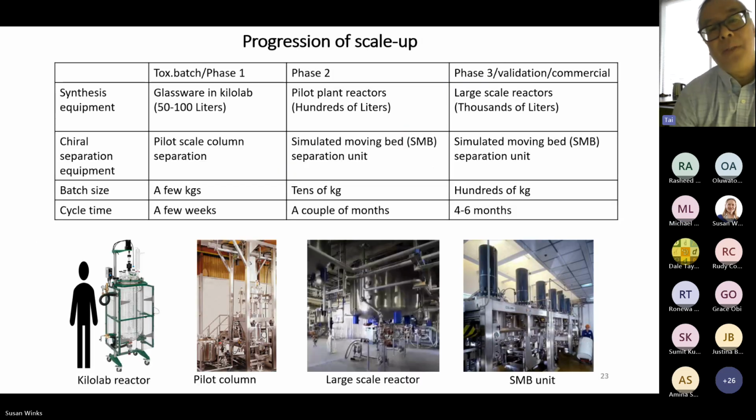This is how we scaled this up. You can see we go from the kilo lab, using a pilot column to do the chiral separation, to a very large scale reactor and a very large scale SMB chromatographic unit to do the chiral separation. You can see in the picture of the SMB unit there's a gentleman rolling a drum here, so you can get a sense of the scale of the equipment.